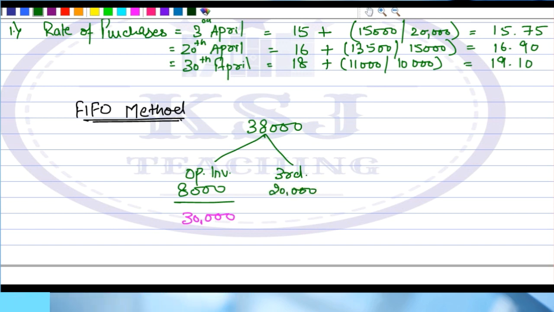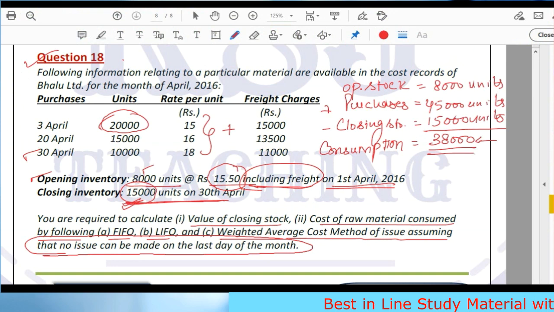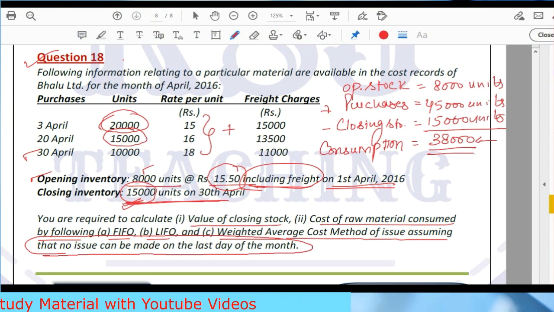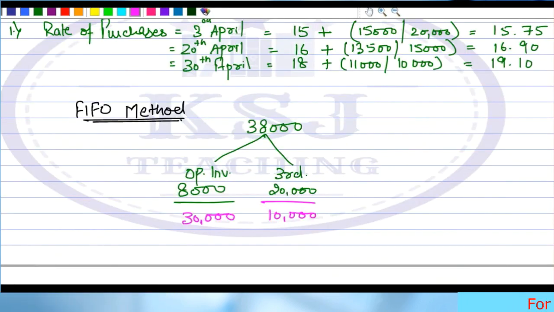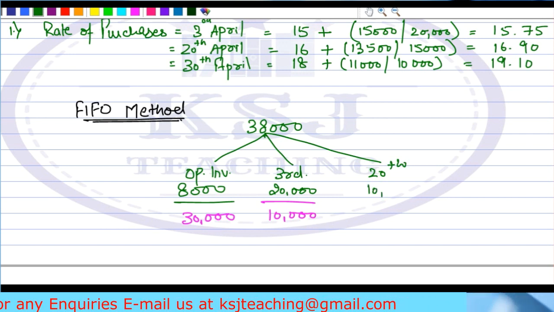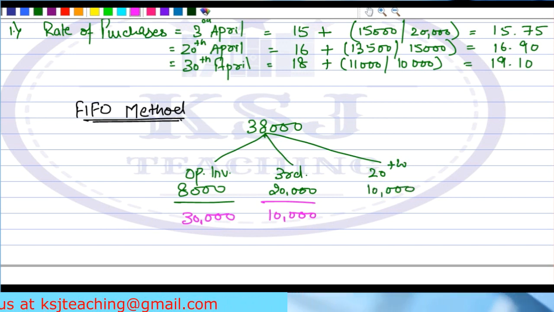Now what is left, sir? What is left is 10,000 now. Now this 10,000 will be issued from the 15,000 units of 20th April. Out of these 15,000 units, we will issue how much? 10,000, sir. Right. So this will be issued from 20th April, 10,000 units. What is left is nothing. We have issued everything, sir.